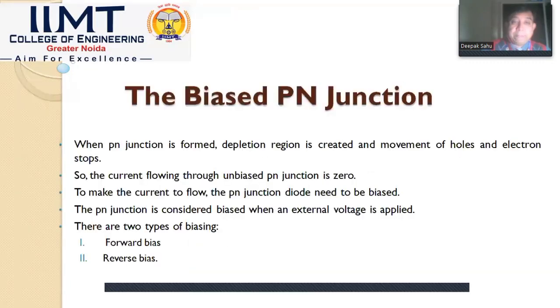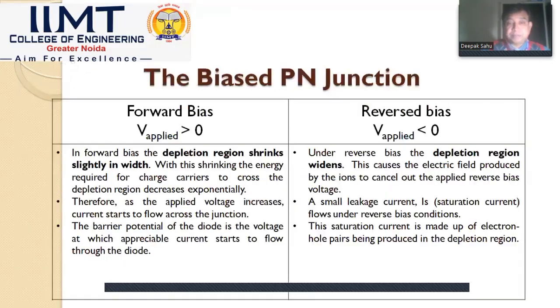Now, there are basically two regions which we need to consider: forward and reverse bias. And now in the tabular form, this is shown where V is applied as the external field. Now what this field does in forward and reverse bias.